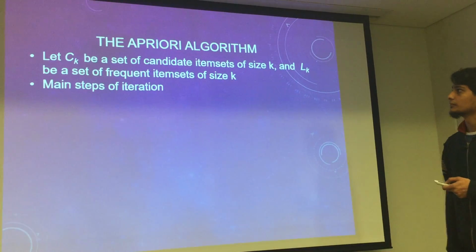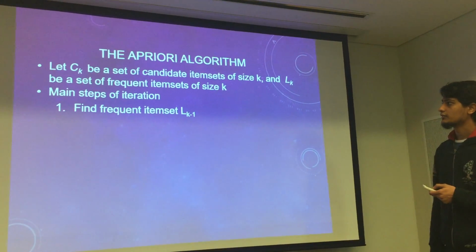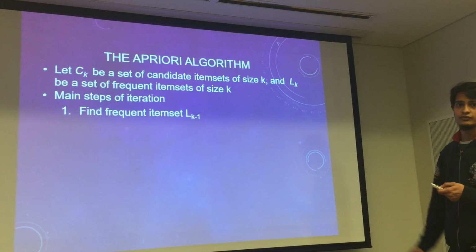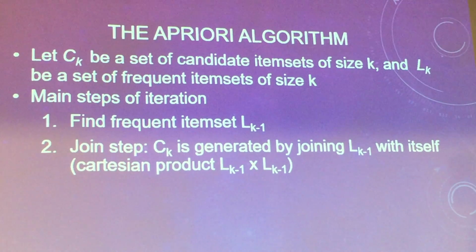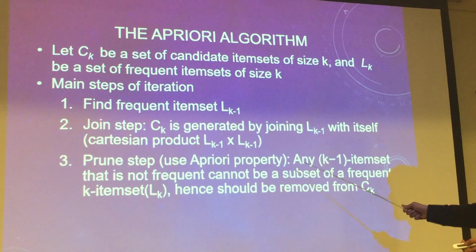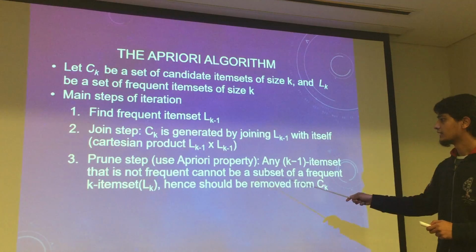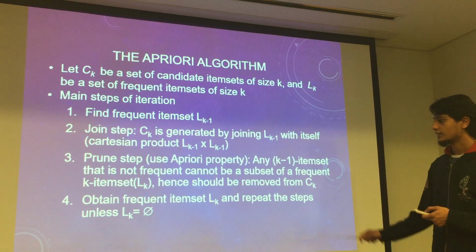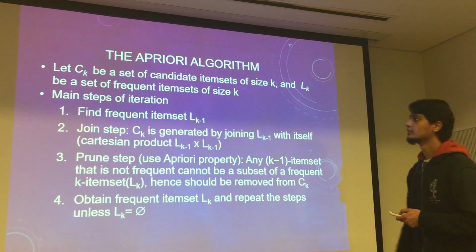So this is the apriori algorithm. Let's say Ck is a candidate item set. The main steps of iterations are, first one is to find the frequent item set, Lk-1. Then from this frequent item set, we find candidate item set Ck, which is just a Cartesian product of Lk-1. And then this is an important step, the pruning step, which uses the apriori property. Just like I stated, if a k-1 item set is not frequent, that cannot be part of the frequent item set Lk. And then we iterate until we are not left with anything else.